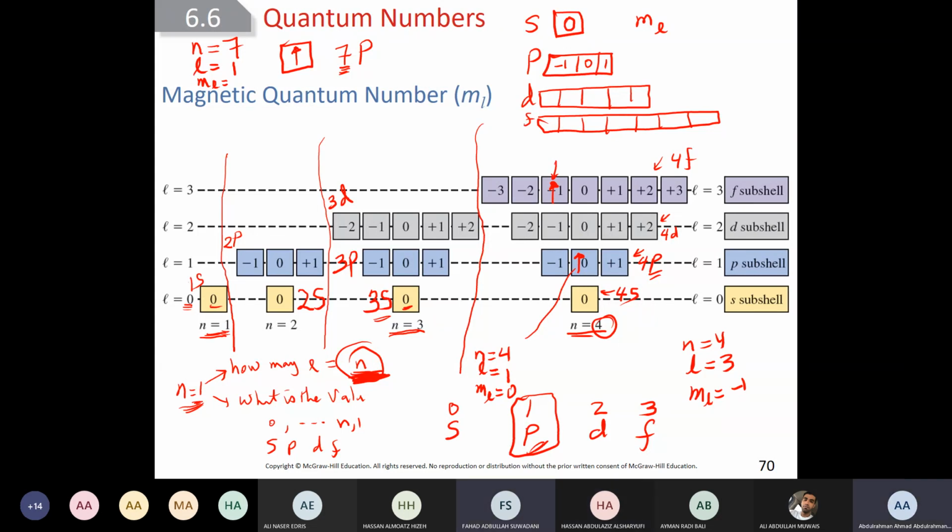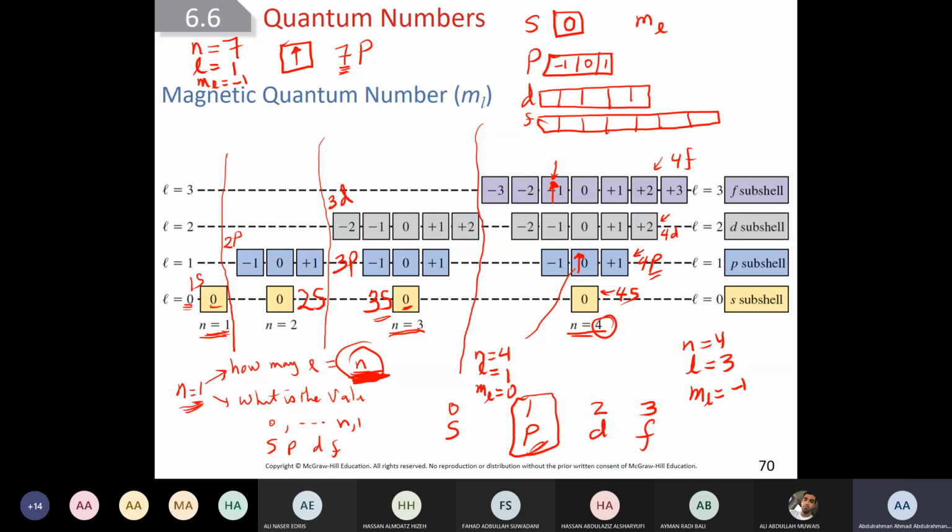It could be 0. If you say 0, it's correct. But is there any other answer? Yes, I can say -1. But it should be only one number. So I can say -1. Is this correct? It is correct.